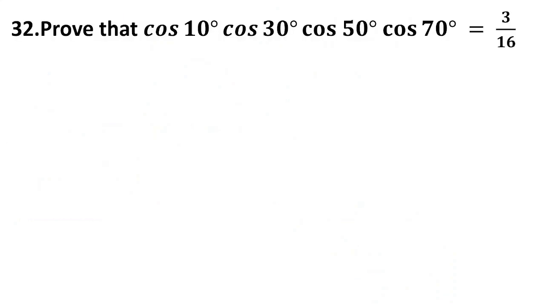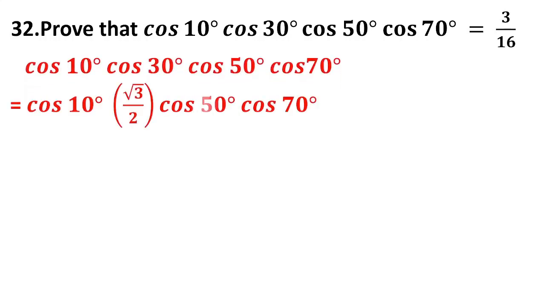Okay, let us go to question number 32. We have to prove that cos 10 cos 30 cos 50 cos 70 is 3 by 16. We have to make use of the formulae continuously. First I am writing the value of cos 30, root 3 by 2.